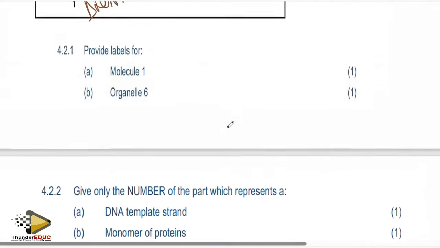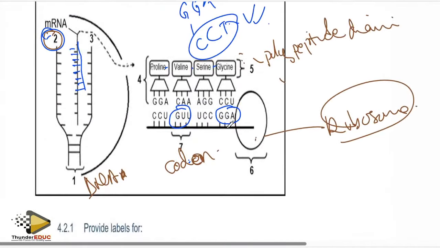Codon of proline. Codon means the messenger RNA of proline. It's here. So it's going to be C, C, U. So that's what they are looking for.